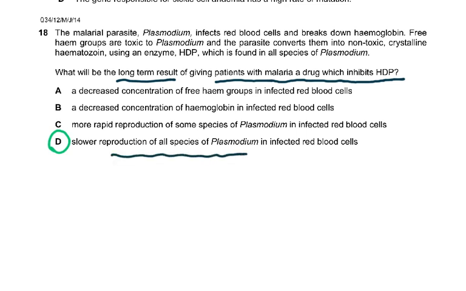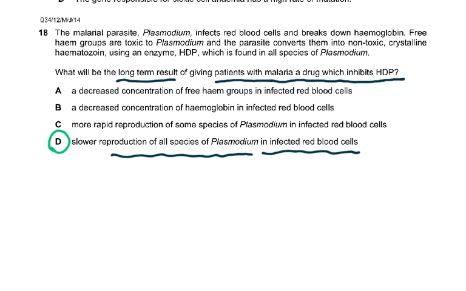Slower reproduction of all species of Plasmodium in infected red blood cells. Why? Because the question is telling you that Plasmodium infects red blood cells and breaks down hemoglobin. Then the free heme groups are toxic to the Plasmodium, and the parasite converts them into non-toxic crystalline hematozoin using an enzyme, HDP. But if we give them a drug which inhibits HDP, then of course all the species of Plasmodium will have a slower rate of reproduction, because the non-toxic part will not be made.